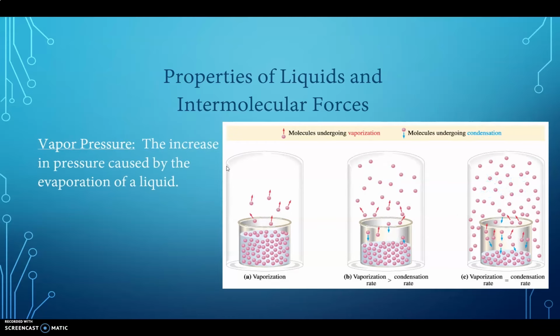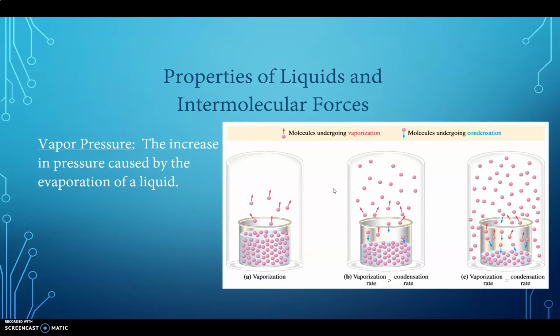So as you get more and more molecules of the vapor up here, it causes an increase in the pressure. There's more molecules now bouncing around inside the container, hitting the surface of that glass, and that extra pressure caused by the vapor is called the vapor pressure.